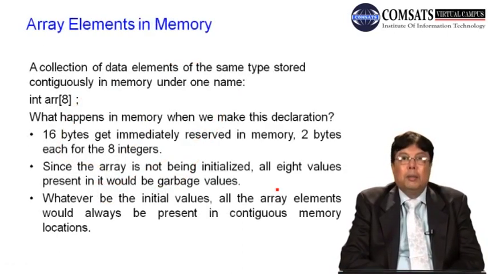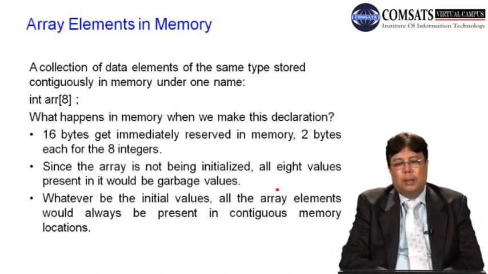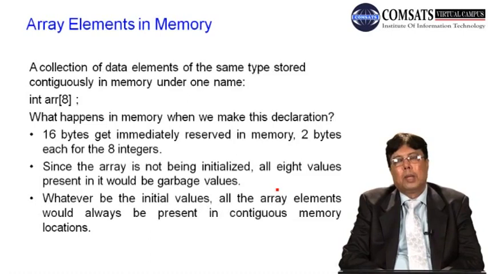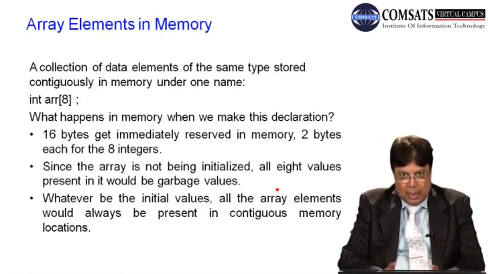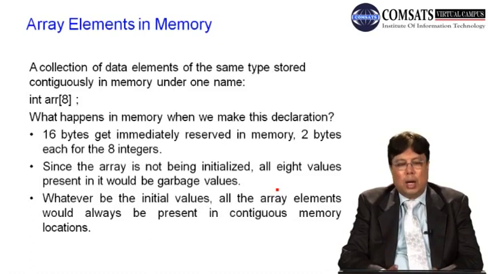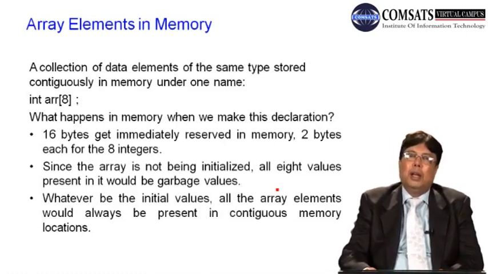So array elements in the memory: a collection of data elements of the same type stored contiguously in memory under one name. पहली बात मैंने आपको कही कि वो एक जैसे डेटा एलिमेंट्स हैं. अब एक नई शर्त भी लगा दी, they are stored contiguously. Contiguously का क्या मतलब है? One after the other without leaving any blank in between.